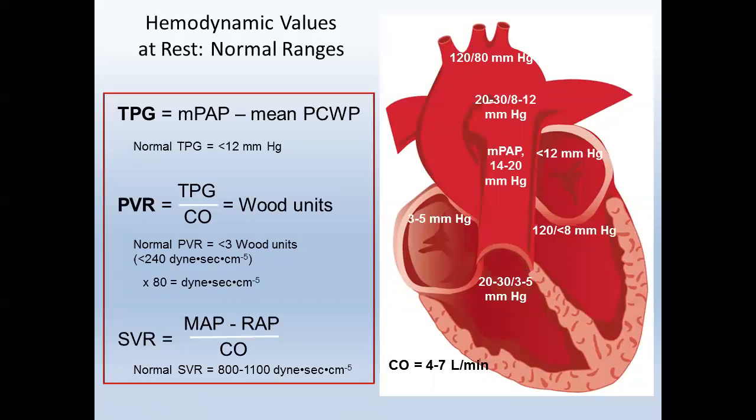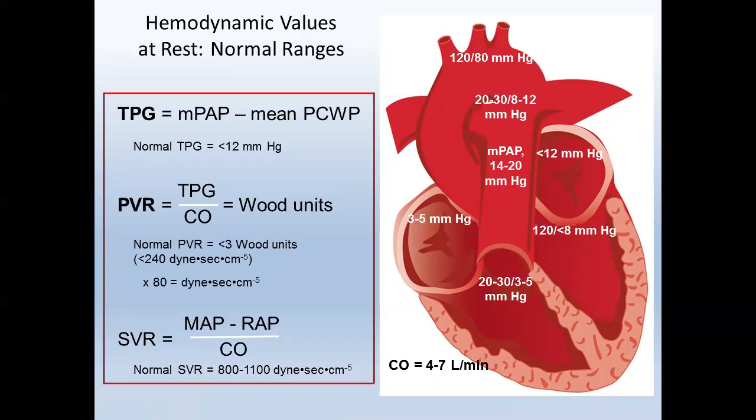So that's transpulmonary gradient. If you divide the gradient by the flow, how much blood flow is going through the pulmonary circulation, which is cardiac output, then that gives you PVR. And the number you get is in Wood units. And if you want to get it in dynes per second per centimeter to the power -5, you have to multiply that number by 80. We have to make things complex, then only we can look smart, right?